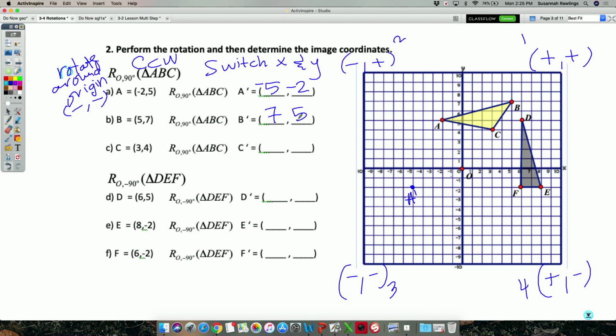So point B is in the positive, positive. If I rotate it 90 degrees counterclockwise, it's going to be where? Negative, positive. So this should be negative 7, positive 5. Do you guys get that process? Yes. Okay, go ahead and try that last one.